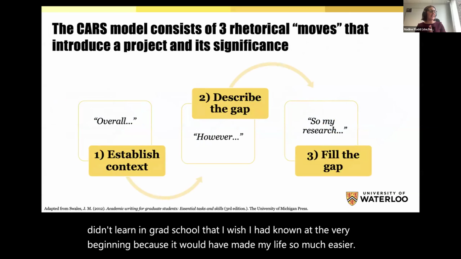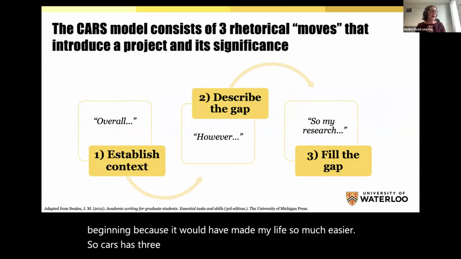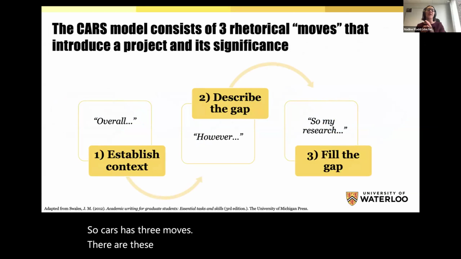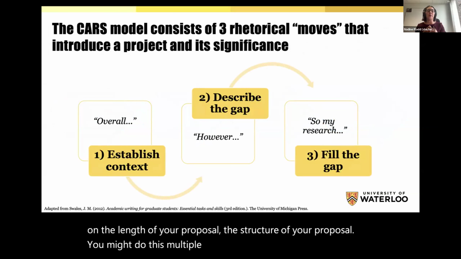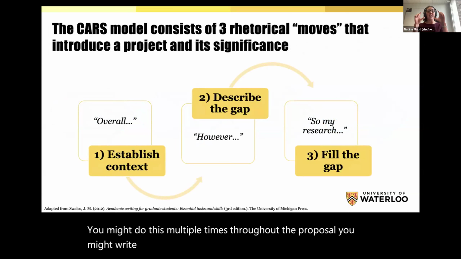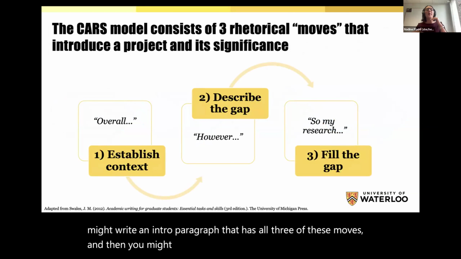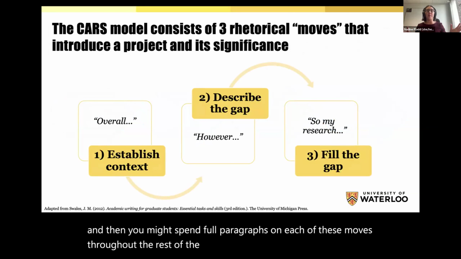So CARS has 3 moves. There are these 3 steps in order that happen. And depending on the length of your proposal, the structure of your proposal, you might do this multiple times throughout the proposal. You might write an intro paragraph that has all 3 of these moves, and then you might spend full paragraphs on each of these moves throughout the rest of the body of the proposal.